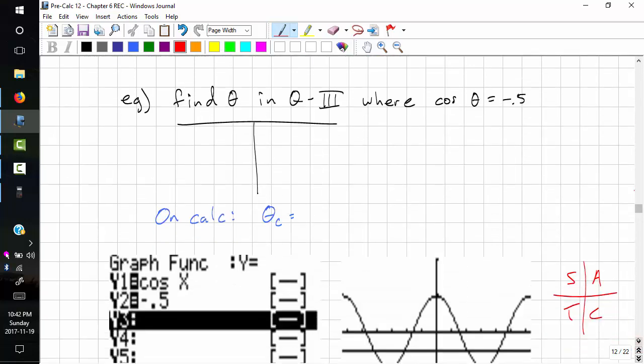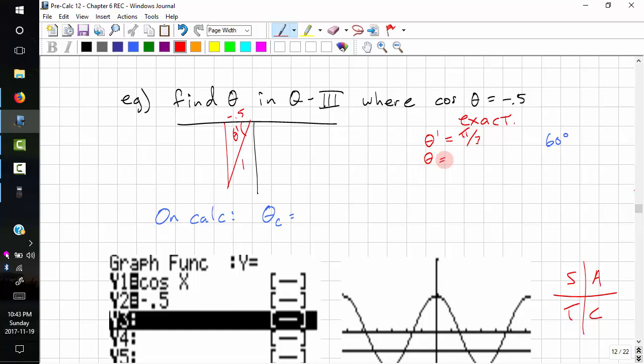Here's another problem. Find theta in quadrant 3 where cos theta equals negative 0.5. So theta prime, this is 1, and this part is negative 0.5. And again, we want an exact answer. We notice this ratio is a special ratio. So theta prime equals pi over 3. And again, in degrees, this is 60.